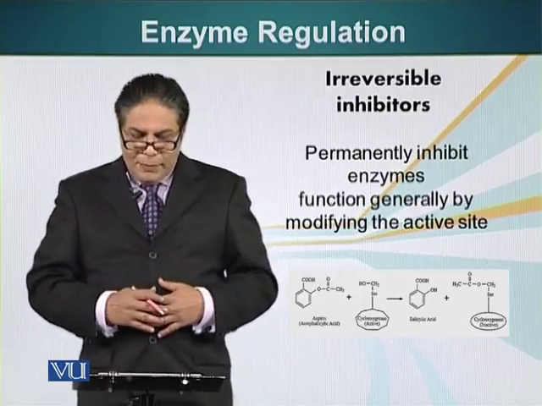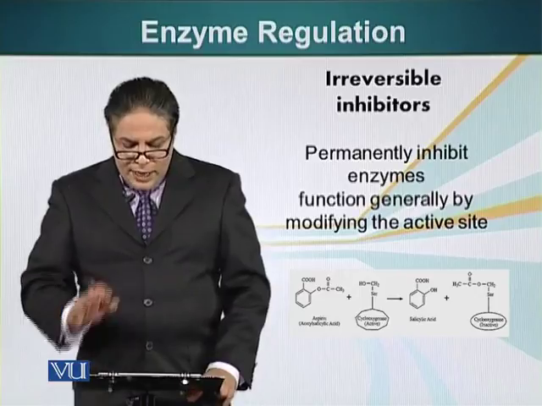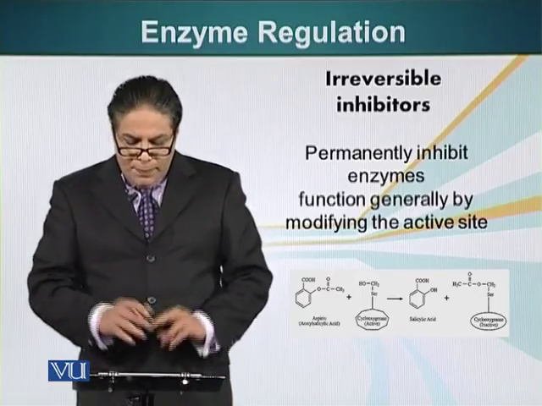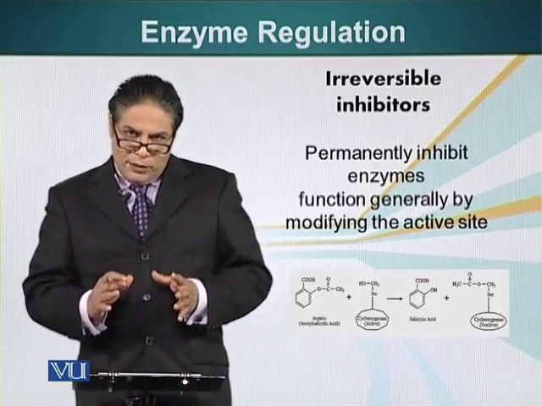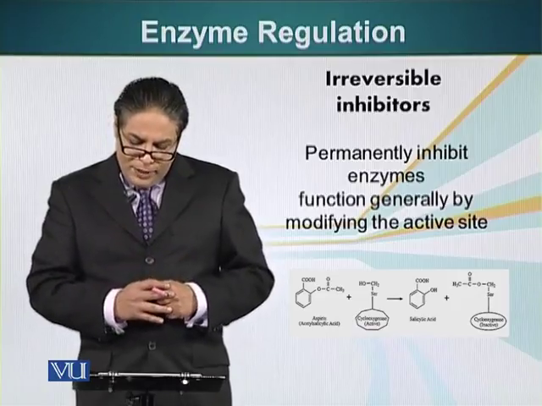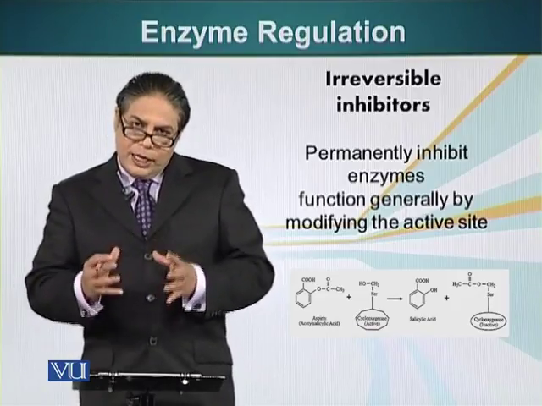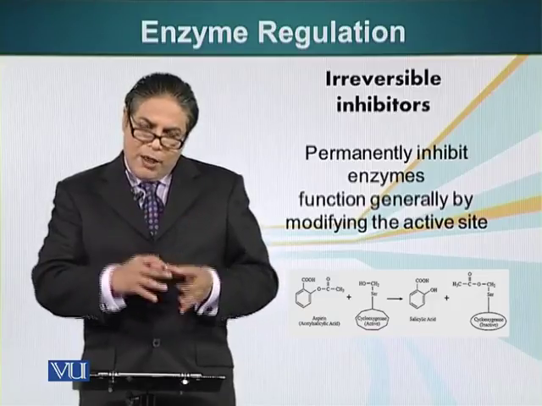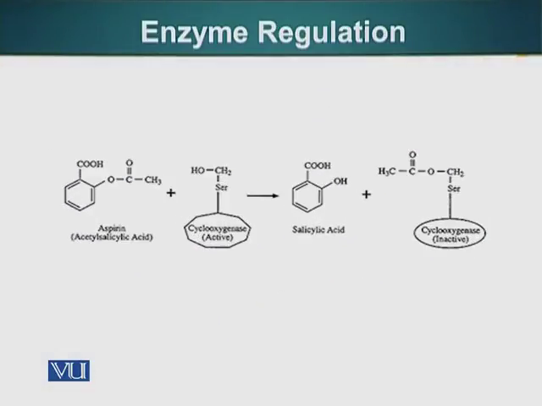So let's look at an example. Let's look at all these examples. Irreversible inhibitors permanently inhibit enzyme function. They generally chemically modify the structure of the enzyme. Generally, the active site of the enzyme is disabled. The example is acetyl salicylic acid. You know it as aspirin.